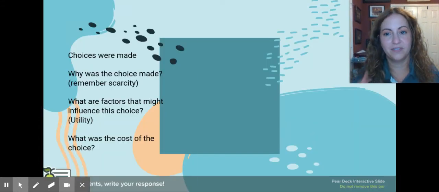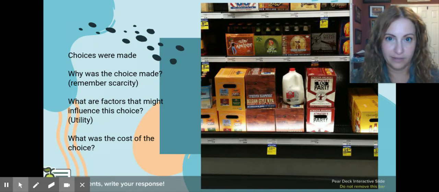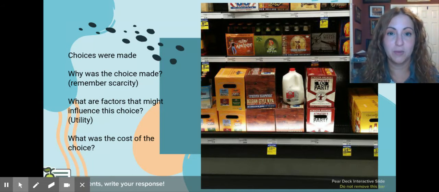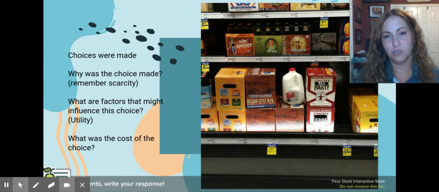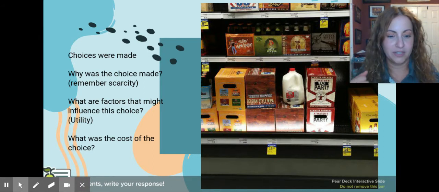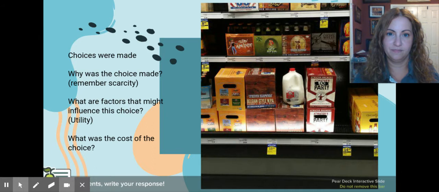Okay, so here's a picture, classic picture. Choices were made. Do you see the choice that was made in the picture? I'm making a big assumption here: I'm assuming that this person is walking in the grocery store. They had a gallon of milk. They saw the beer, and they made a choice to put down the milk and take a beer in its place. I know that there are other scenarios where this could have been a different thing. I'm just pretending that is the scenario that we have.